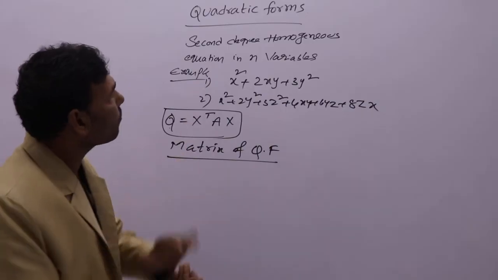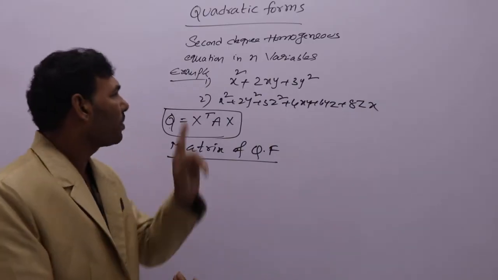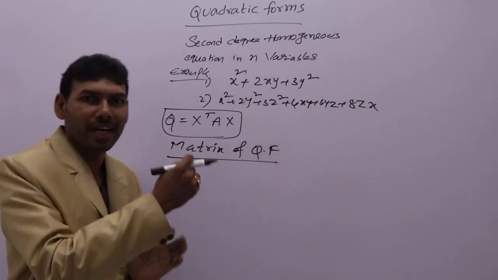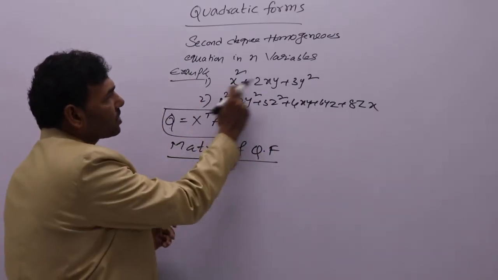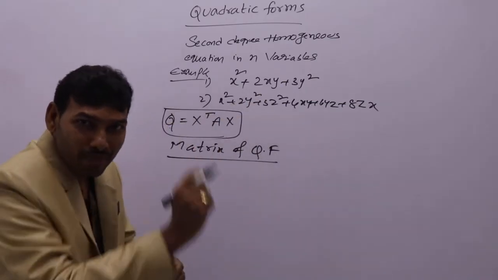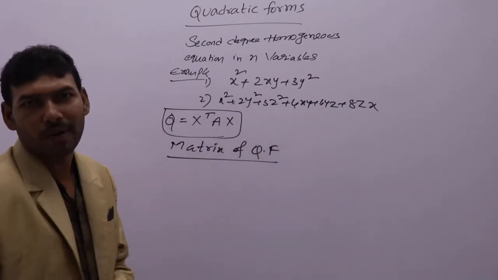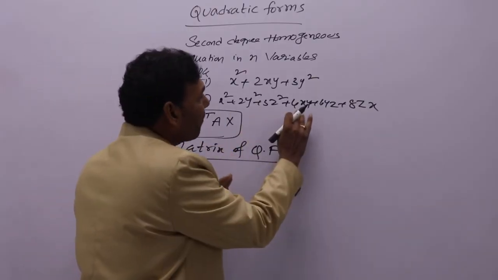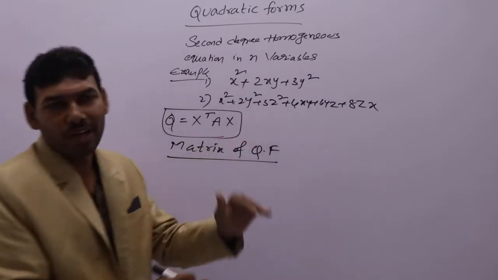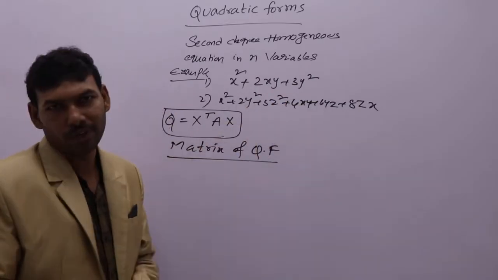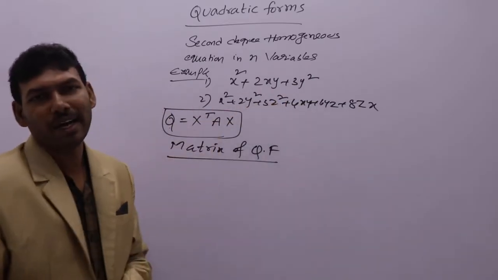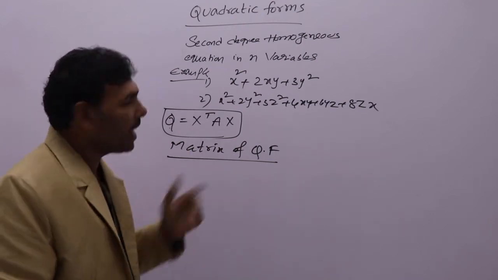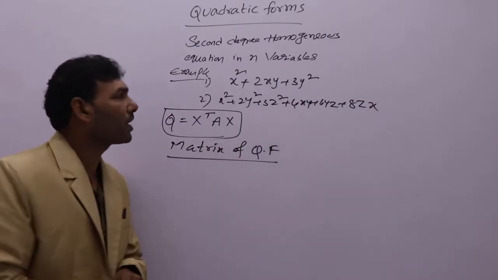To write the matrix of a quadratic form for any quadratic form, the first thing you need to remember is to write the square element coefficients in the diagonal: the x square, y square, z square coefficients in the principal diagonal. You all know what the principal diagonal is. Next, write the remaining elements by dividing the coefficients by half: xy by 2, yz by 2, zx by 2. By dividing the coefficients by 2, you can write the remaining elements. This is one way.